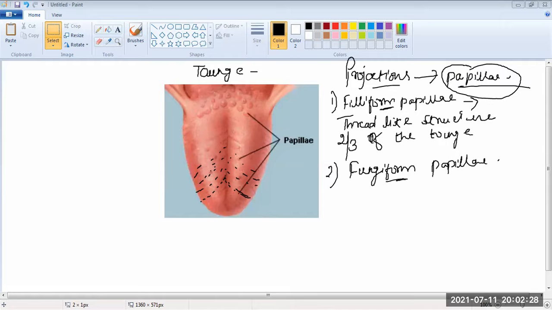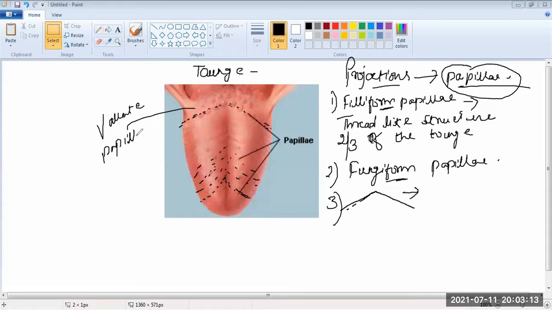And let's talk about the other form of papillae, the third form of papillae. You can see very easily in this diagram that you have these V-shaped projections. These projections are going V-shaped from the middle of the tongue towards the lateral surface of the tongue, right? These projections that go towards the lateral surface of the tongue are inverted V-shaped like this. We call these projections circumvallate papillae, right?